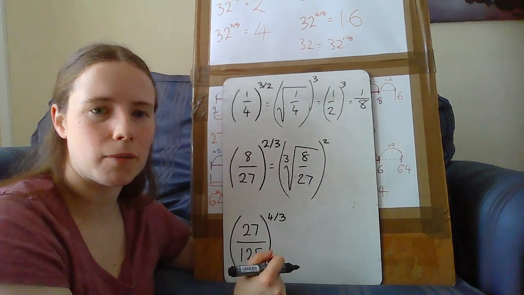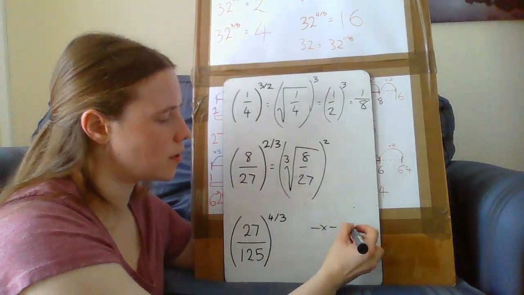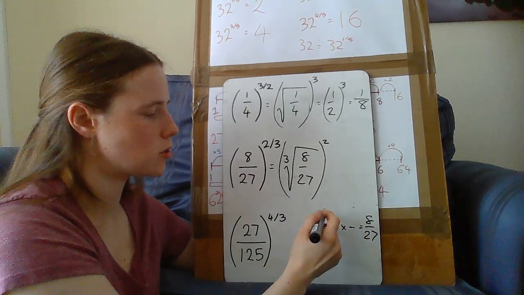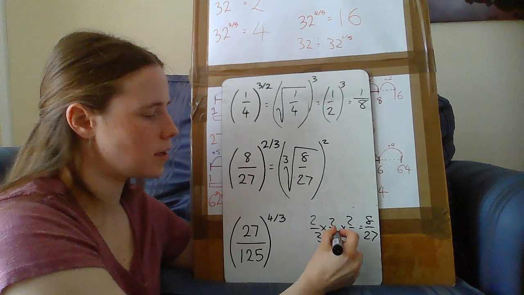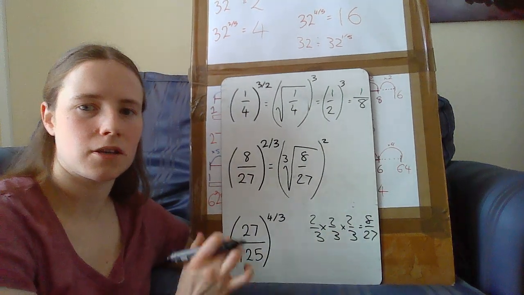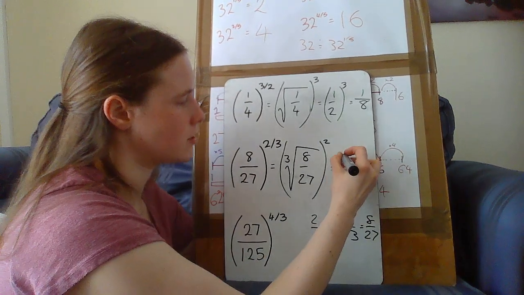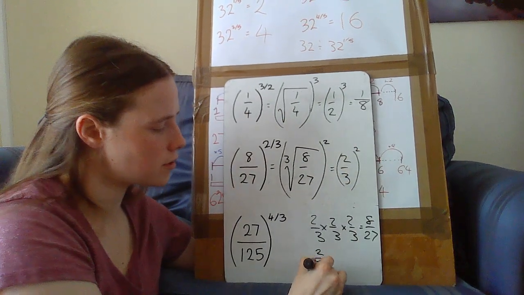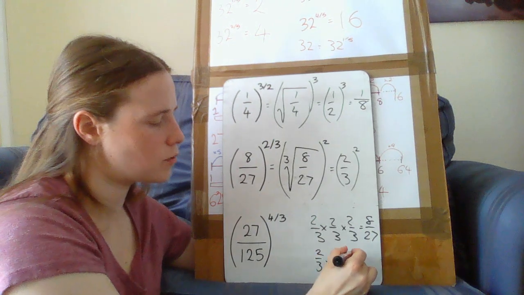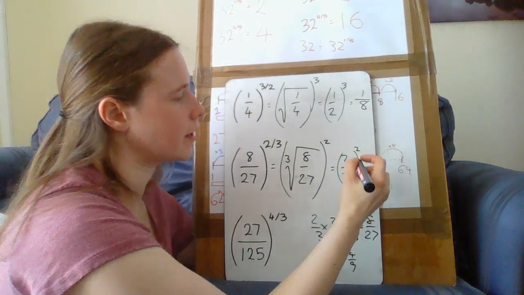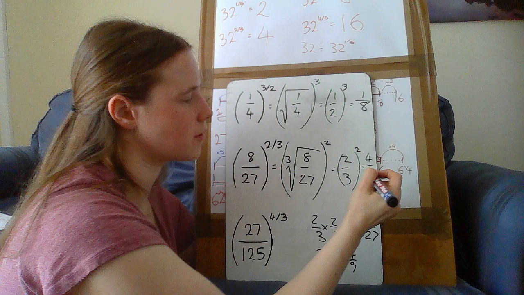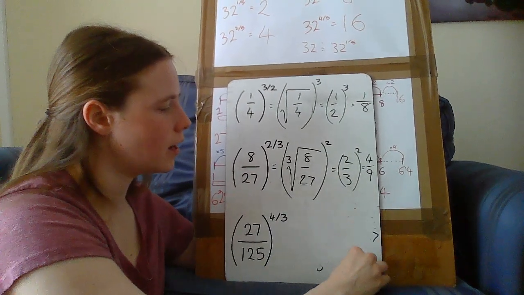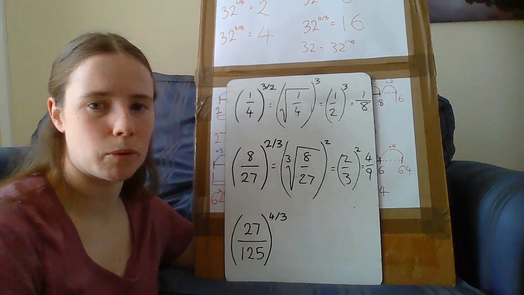So to cube root, what I'm asking is what times itself gets me 8 27ths? Well, 2 times 2 times 2 is 8, and 3 times 3 times 3 is 27. So the cube root of 8 27ths is 2/3. I then have to square it. So 2/3 times 2/3 is 4/9. Okay, so I get 4/9 as my answer. Sorry, I've not got much room to write that there. Okay, so again, the quick method that you could do is cube root and square each number one by one.